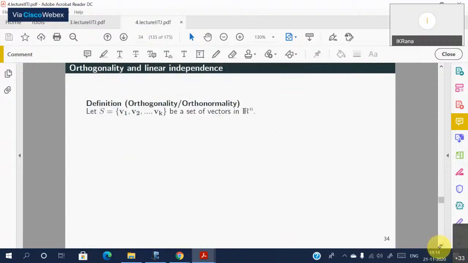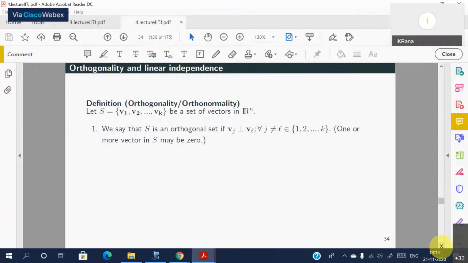So here is a very easy thing to show. If v1, v2, ..., vk is a set of vectors which are perpendicular to each other, that is, vj is perpendicular to vl, then we say this is an orthogonal set of vectors. So a set of vectors is called orthogonal if any two of them are perpendicular to each other, and we say it is an orthonormal set if the length of each one of them is 1. They are perpendicular and the length is equal to 1.